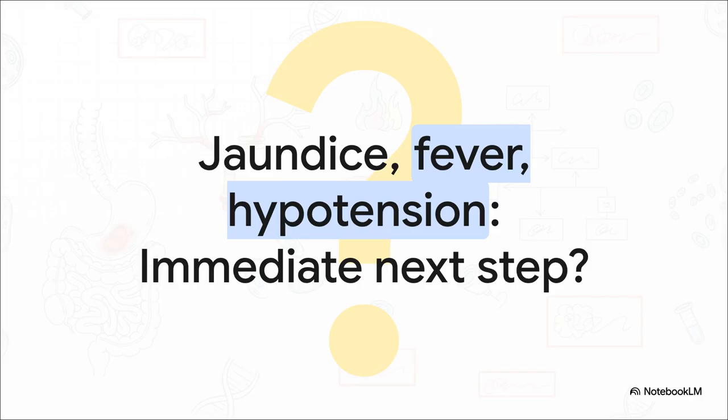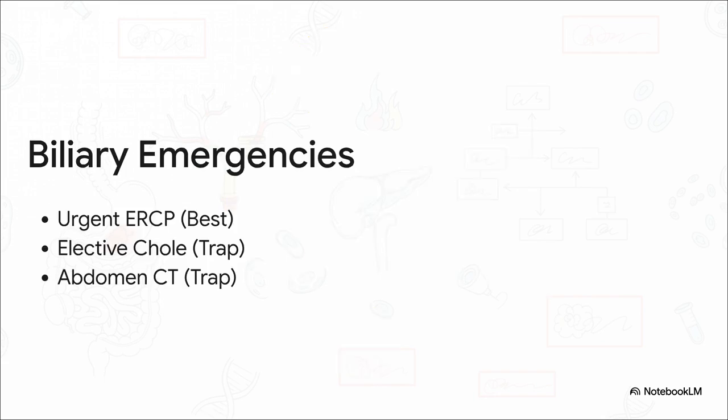Let's lock this concept in. A jaundiced patient with a known common bile duct stone suddenly develops a fever of 103 degrees Fahrenheit and drops their blood pressure to 85/50. What is the immediate next best step? This scenario highlights the razor-thin difference between a normal elective workflow and a crashing emergency.